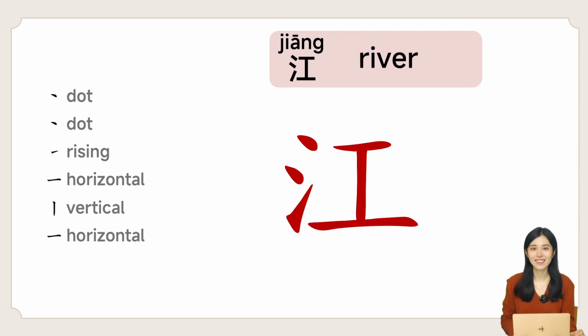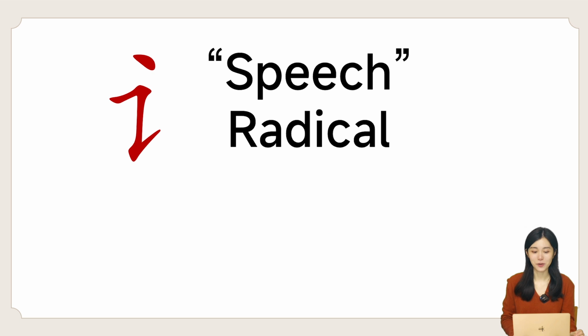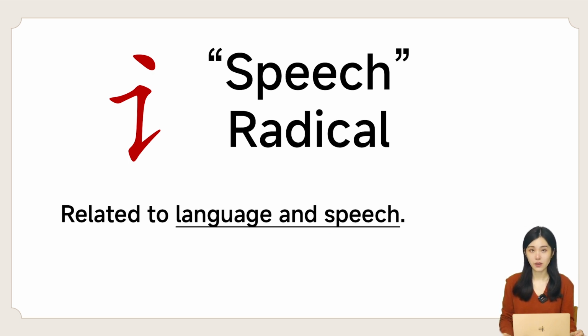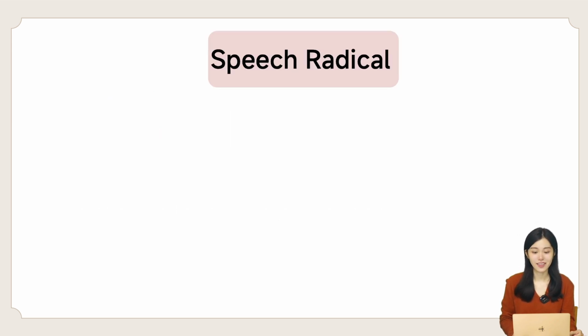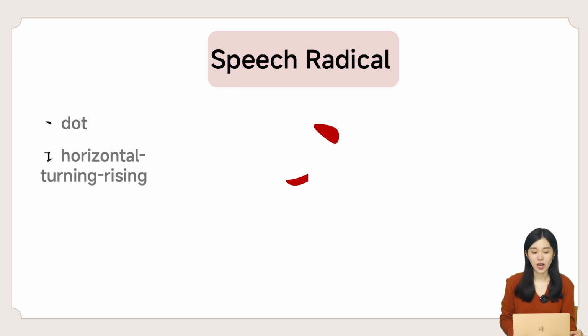Great, easy, right? Now move on to the next radical, speech radical. Characters with this radical are usually related to language and speech. See how to write it. We should write it also from the top to the bottom. So guess which stroke we should write first? Yeah, the dot on the top. And then a horizontal turning rising. Write this stroke all at once without stopping.